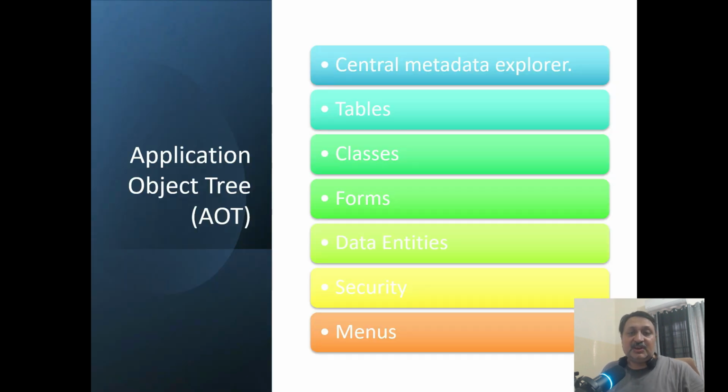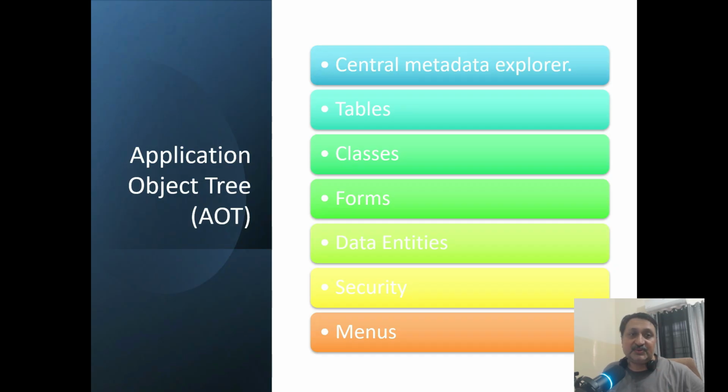So what is the AOT? AOT is the application object tree. AOT existed in previous versions of D365, previous versions like AX 2012, and now in D365 for finance and operations. It is a container of metadata. It shows us tables, forms, data entities, security, and menus. There are more things like services and references.